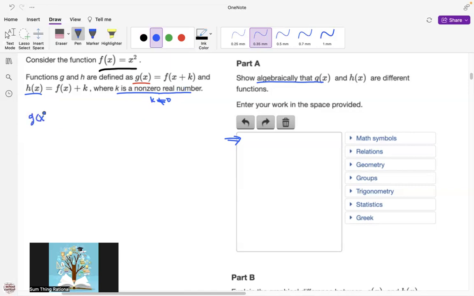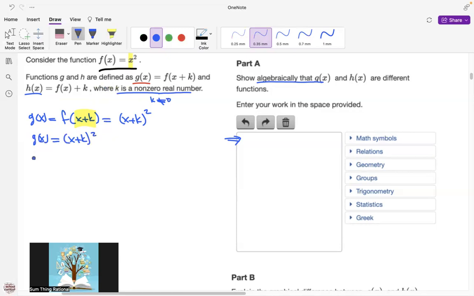Let's start with g of x. g of x is equal to f of x plus k, f of x plus k in parentheses. It means that wherever I see x in the f function, I need to replace it with x plus k. f of x is equal to x squared, so x plus k replaces x. So f of x plus k is x plus k squared. My g of x function is g of x equals x plus k whole squared.